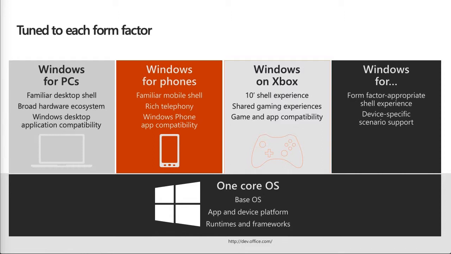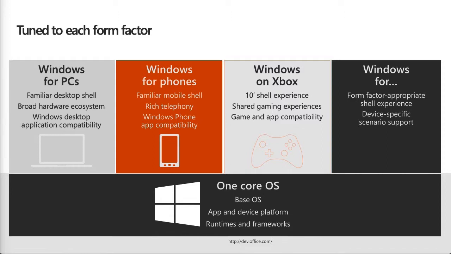So you've got Windows PCs, which offer a familiar desktop-based application experience with broad support of the hardware ecosystem and Windows desktop application capabilities. You've also got Windows for phones, with a familiar mobile shell, rich telephony, and Windows Phone app capabilities. Windows on Xbox, which is a 10-foot shell experience, with shared gaming experiences and game and app capability. And then you've also got Windows for different things, with form factor appropriate shell experiences, and device-specific scenario support is also part of this entire platform.